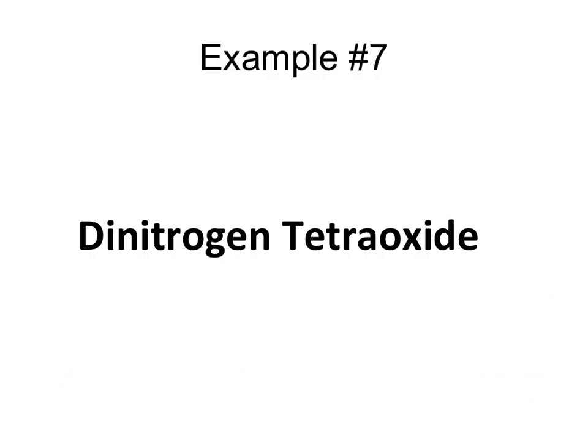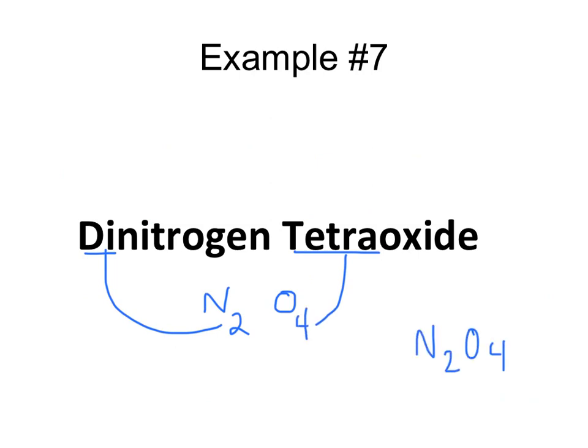So example 7, I see the prefixes di and tetra, so I know this is a covalent compound. I'm going to write the element symbol of nitrogen, which is N, and oxide is O, oxygen. And then I'm going to translate the prefix as the subscript. And so this is N2O4.